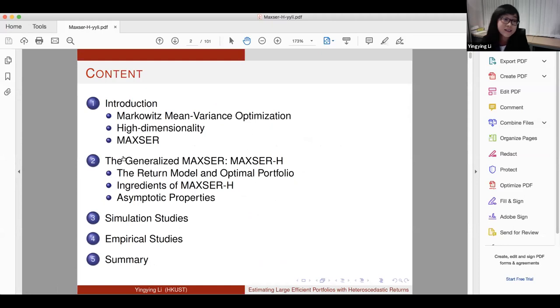So here's an outline of my talk. We'll start with an introduction, basically some background about the mean variance optimization, and then talk about the challenges of mean variance optimization, as well as some existing methods. In particular, we're going to talk about this Maxer, which we established in a previous paper. And then we're going to discuss potential directions to make further improvements. So we introduce a new method, which is called Maxer H. Here the H stands for heteroscedasticity. So Maxer H can be applied to heteroscedastic returns. And we're going to see some theoretical properties for it, as well as extensive numerical studies. And then we'll end with a brief summary.